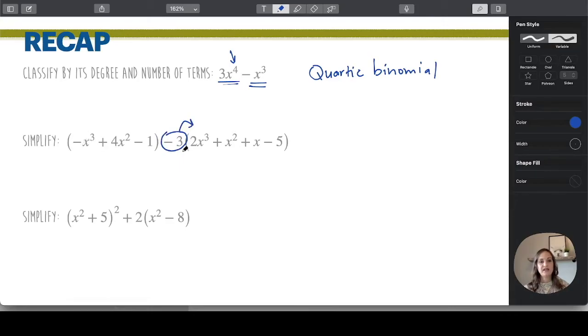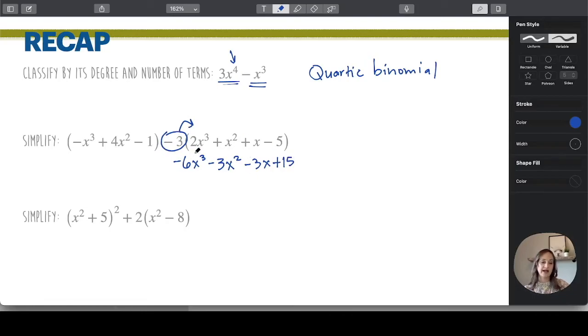Now, to simplify this, we need to distribute the negative 3 to this entire parentheses. So this will give me a negative 6x cubed. Negative 3 times that will give me a negative 3x squared. Negative 3 times x will give me a negative 3x. And negative 3 times negative 5 will give me a positive 15.